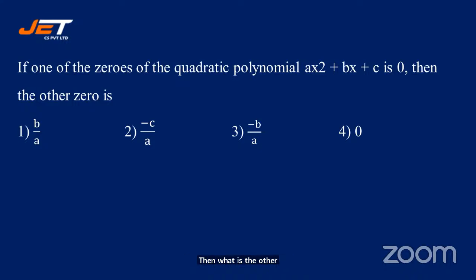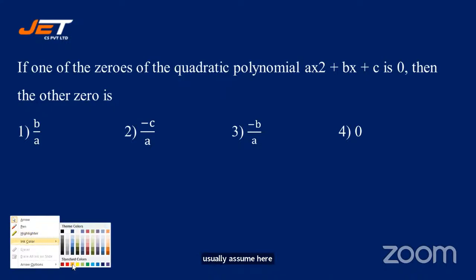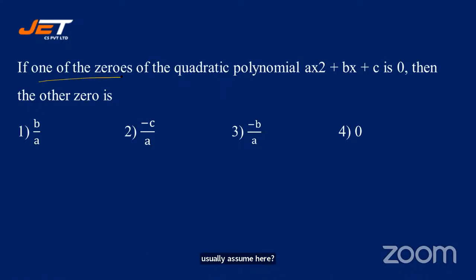If one zero is 0, what is the other zero? So, what is it that we usually assume here? If one of the zeros is 0, which means you are taking alpha as 0. What is beta? We don't know. So, we'll assume beta to be beta.